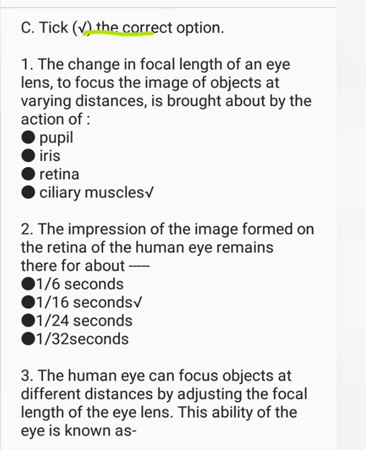Now the next question. Tick the correct option. The change in focal length of an eye lens to focus the image of objects at varying distances is brought about by the action of pupil, iris, retina, ciliary muscles. The correct option is ciliary muscles. Next question. The impression of the image formed on the retina of the human eye remains there for about 1 by 6 seconds, 1 by 16 seconds, 1 by 24 seconds, 1 by 32 seconds. The correct option is 1 by 16 seconds.